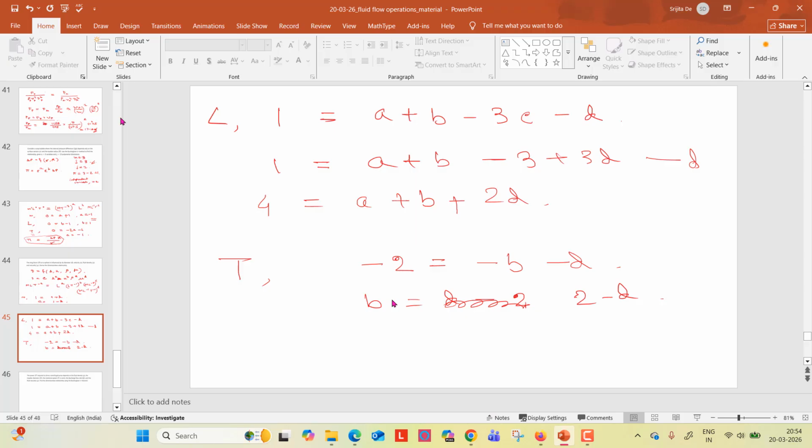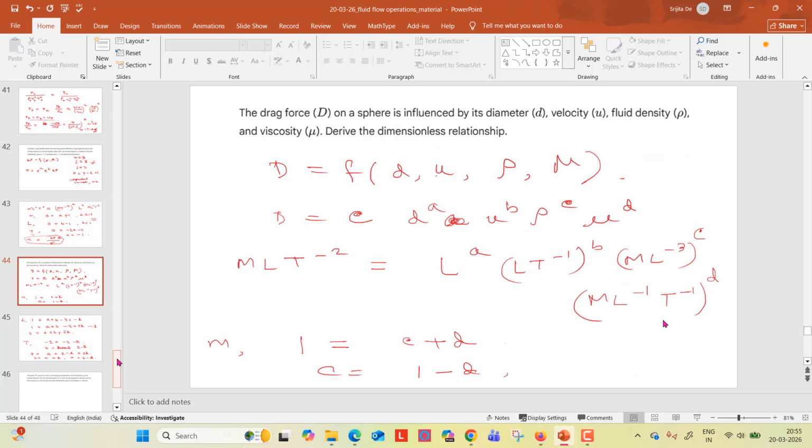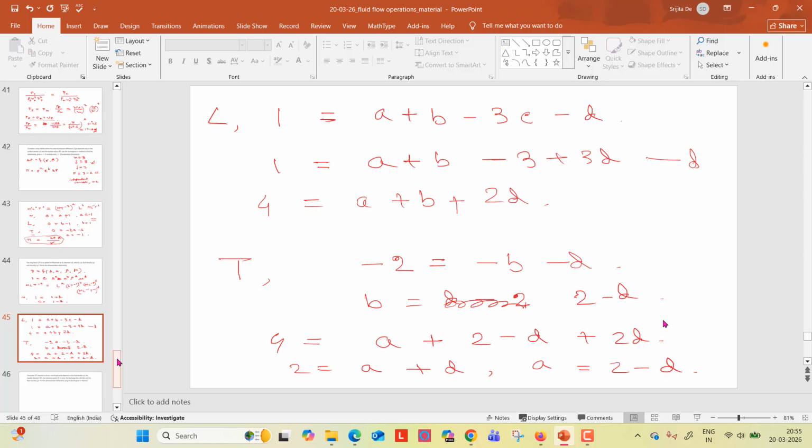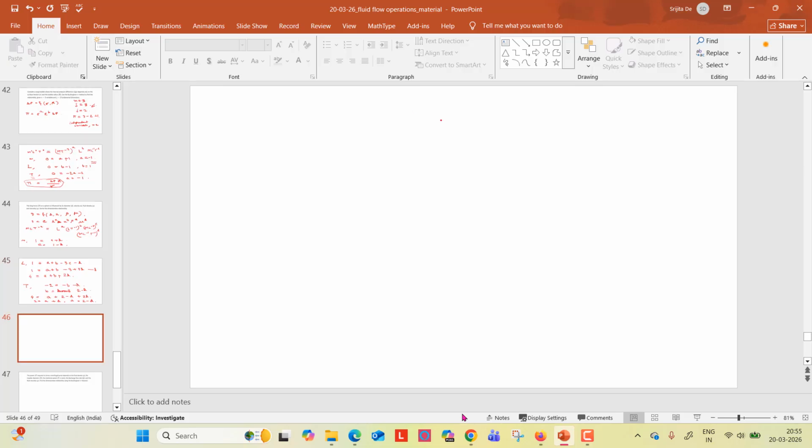So if you put B in this equation, 4 equals A plus 2 minus D plus 2D, that means 2 equals A plus D, right? So A will be 2 minus D. So A is also 2 minus D, B is also 2 minus D, and C has come as 1 minus D, right? So everything we got is in the expression of D.